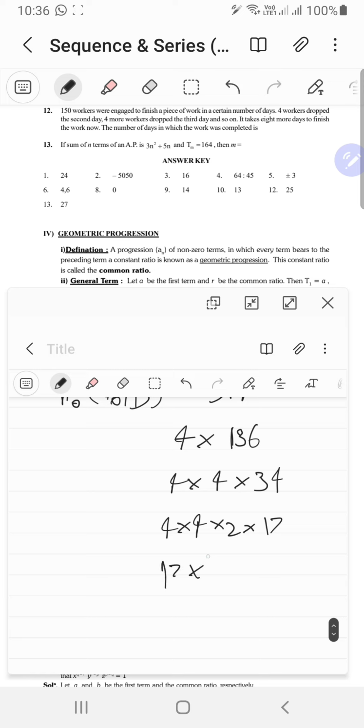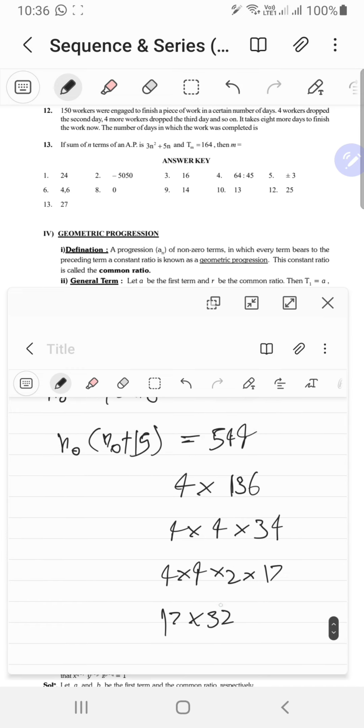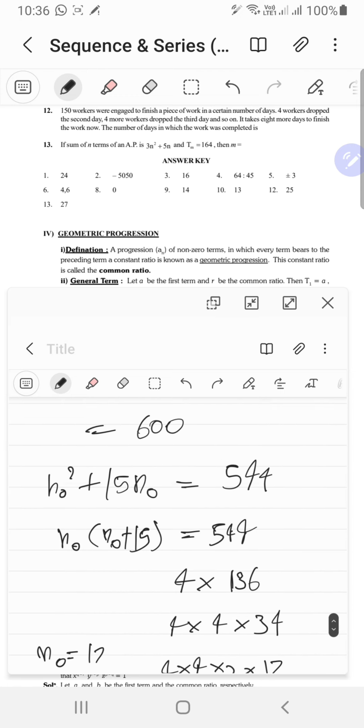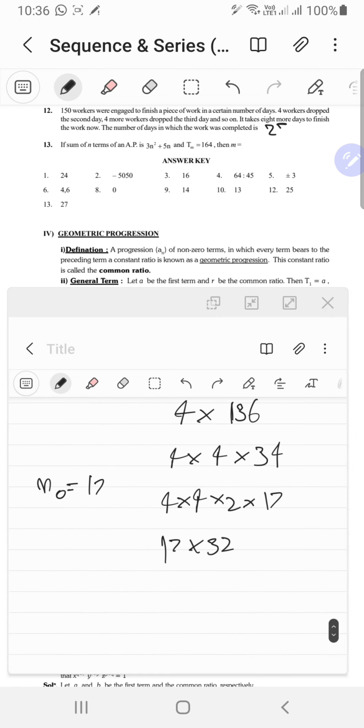Like 17 into 16 into 2 is like 32, I think. Oh yeah, this works. 17 plus 15 is 32. So n naught is clearly just 17. There are 2 roots, but you got 1 root, you don't need the other, because the other root is probably negative or something. So there you go. N naught is 17. So the total number of days is n naught plus 8, that would be 25. Oh, 13th is remaining, yeah.